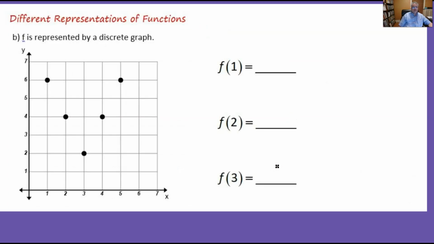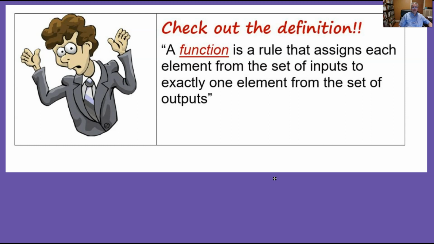All right. Sometimes functions are just dots. This is a discrete graph, individual points. Do it the same way. To find the value of the function when the input is 1, go to 1 on the x-axis, go up to the graph, read it off. The output is 6. For 2, go up to the graph, the output is 4. And for 3, go up to the graph, read off the y-coordinate, 2. So once you see what's going on, graphs are not so bad either.